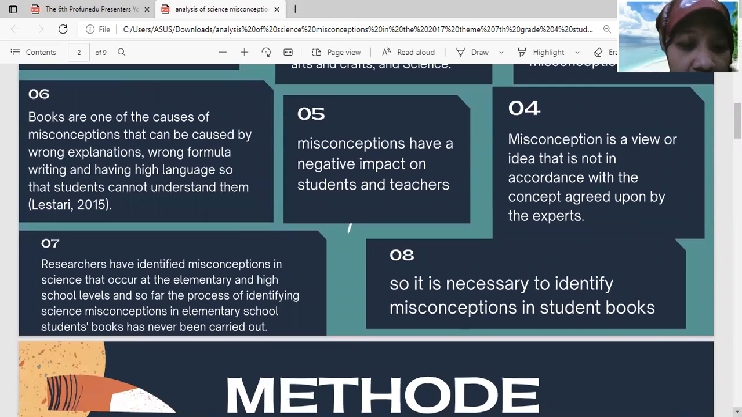Researchers have identified misconceptions in science that occur at the elementary and high school level, and so far, the process of identifying science misconception in elementary school students' books has never been conducted. So, it is necessary to identify misconception in student books.